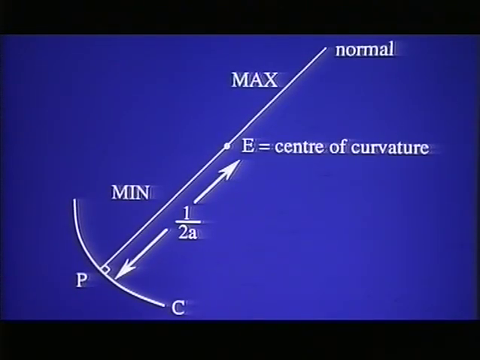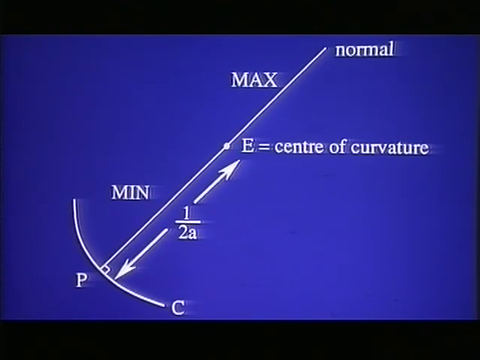So I'll take another look at the slide. As we move up the normal, the nature of the distance function changes from a minimum to a maximum, and the critical point at which it changes is the distance 1 over 2a. The point along the normal at this distance is called the center of curvature at the point on the curve. It is in fact the center of a circle which is neither inside nor outside the curve. It crosses the curve at the point.